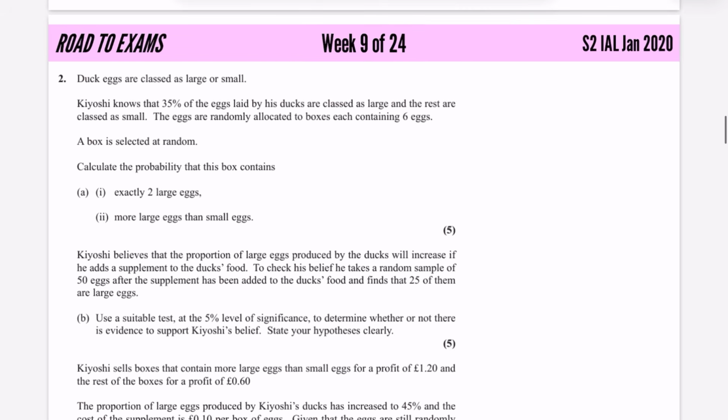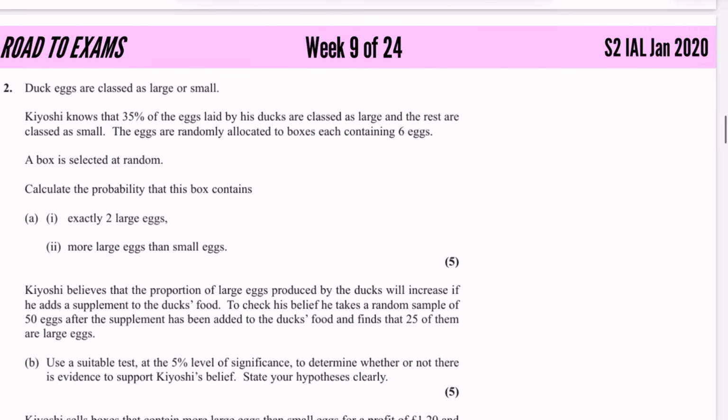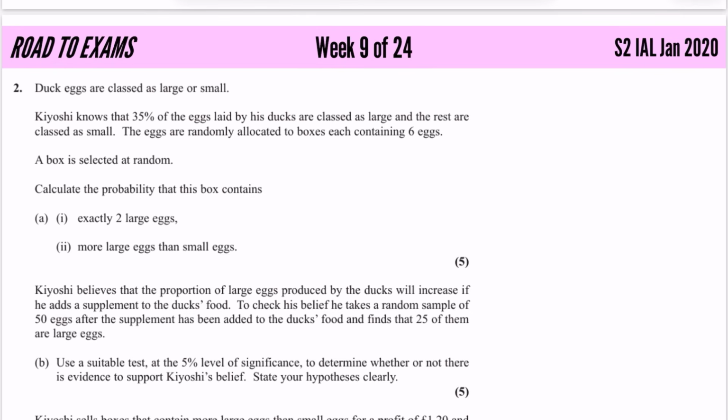And it says a box is selected at random. Calculate the probability that this box contains exactly two large eggs. And then part 2 is more large eggs than small eggs. So I'm going to answer this at this side of the page, okay? I'm going to say that X is the number. You don't have to write this down. This is just to help me communicate with you guys.